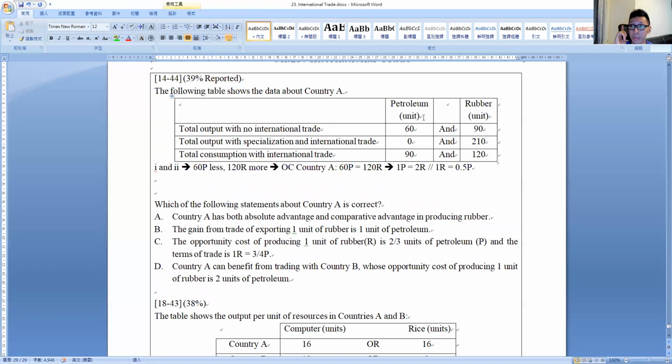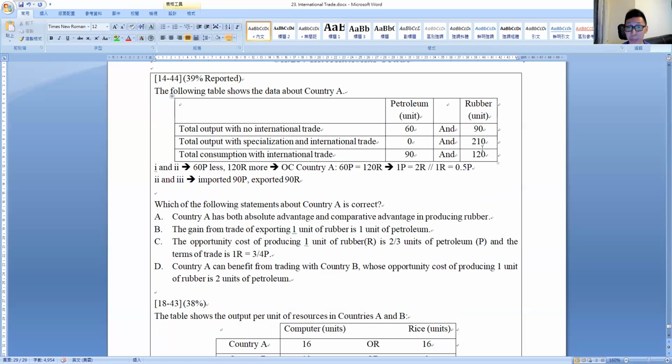Next step, we need to find terms of trade. How do we find terms of trade? Specialization versus consumption after international trade. How come I will have 90 petroleum even though I did not make any? Because I've imported 90 petroleum. But at the same time, I exported 90 rubber.